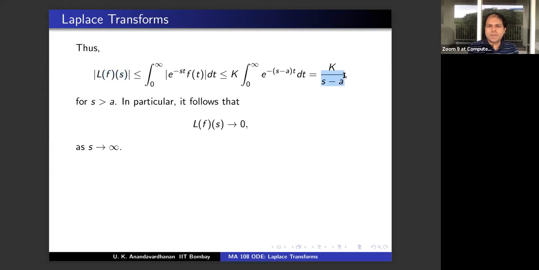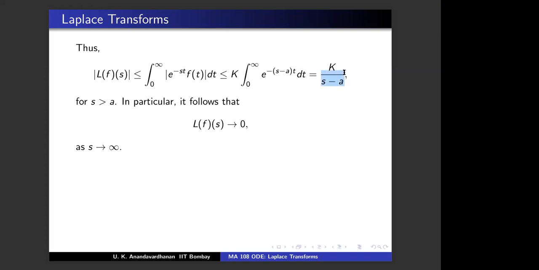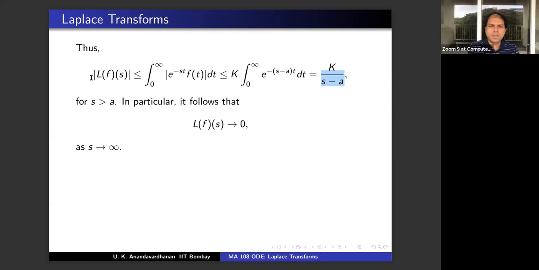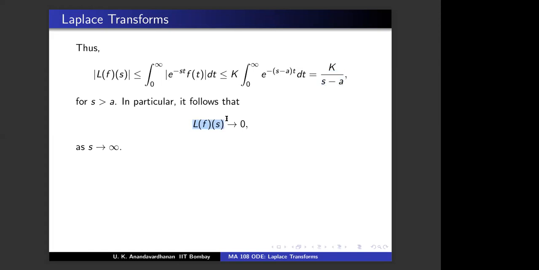But what is this limit? k by s minus a, as s goes to infinity, where a is a given constant and k is a given constant, fixed. So as s goes to infinity, what is the right hand side? 0, approaching 0. That means the modulus of this is less than or equal to 0, so this is going to 0. So the limit of the Laplace transform as s goes to infinity has to be 0.